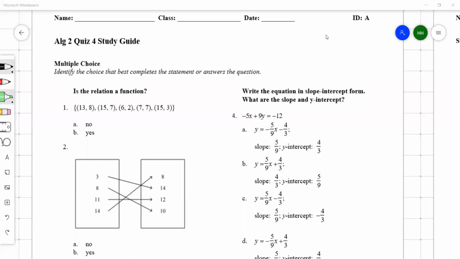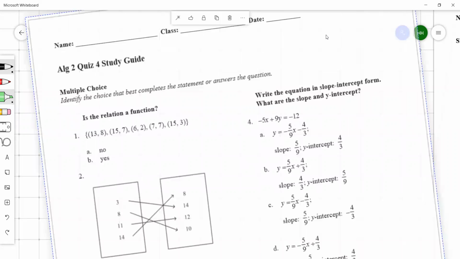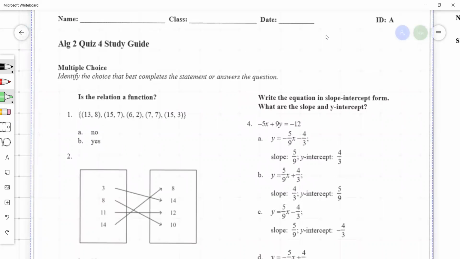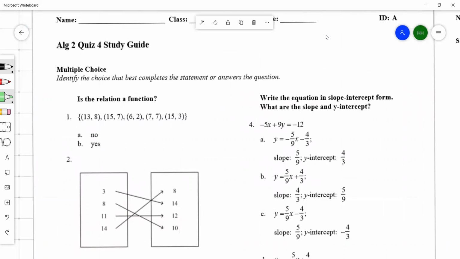All right, so I'm going to try to write over this study guide on my little tablet here and talk through this thing. Okay, number one here is the relation of function.